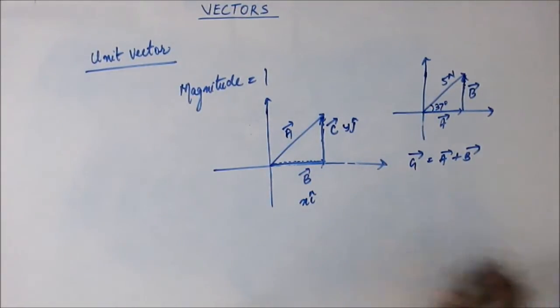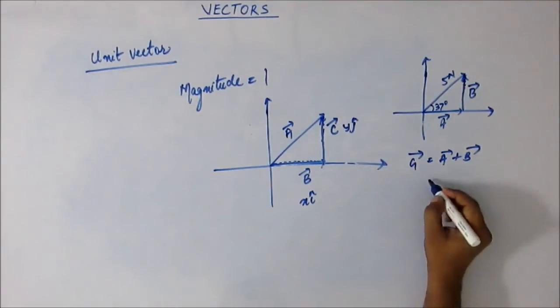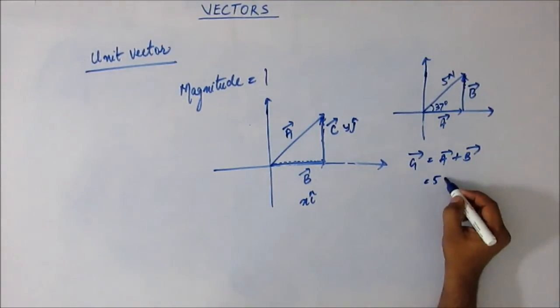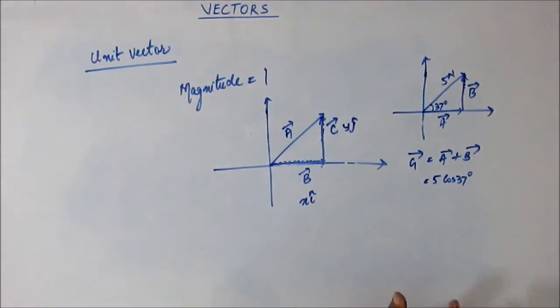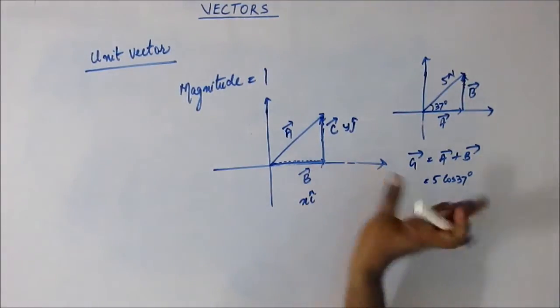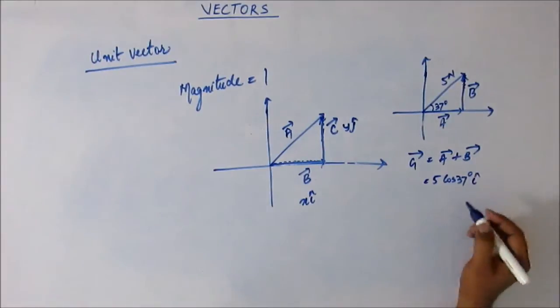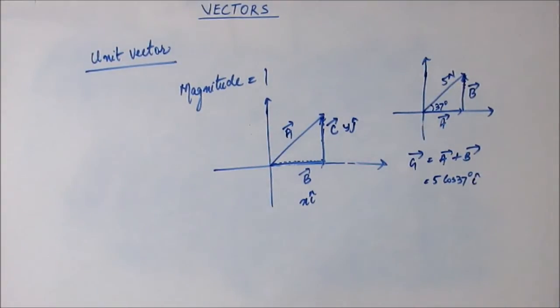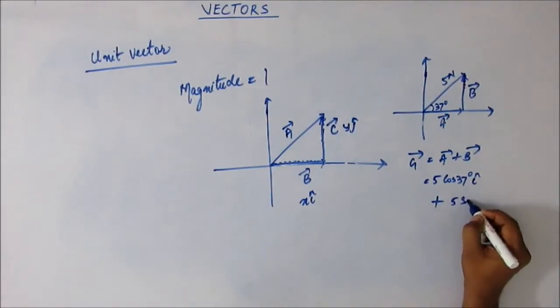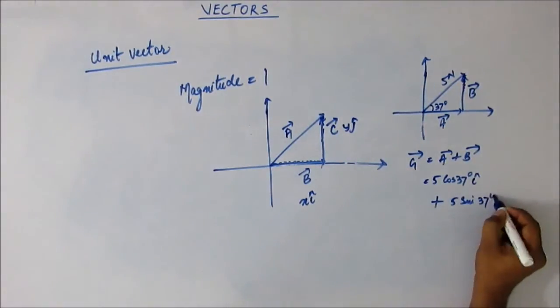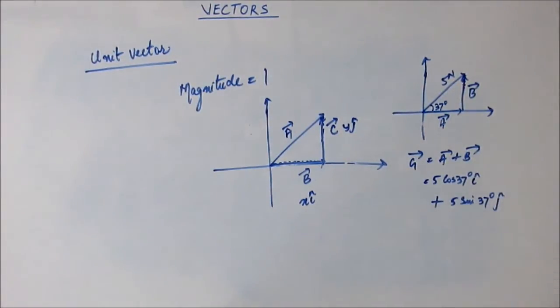Okay. Now a vector is hypotenuse into cos theta, cos 37 degree. Now that is the magnitude. Vector also has direction, and direction of a vector is along x-axis, so it is i cap. Plus b vector would be 5 sin 37 degree j cap. This is how you will break.